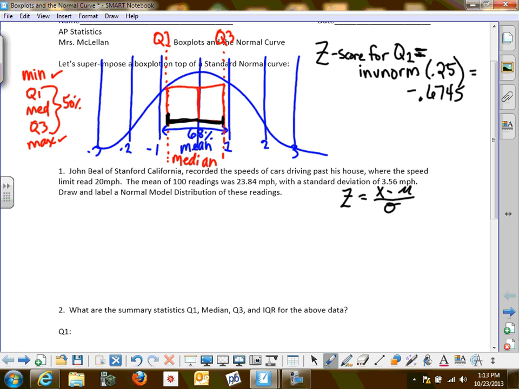And that's how you can get your 50%. Okay, so we do need to remember this number. This number will be the standard value. It won't change. And so let's do the z-score for the Q3.